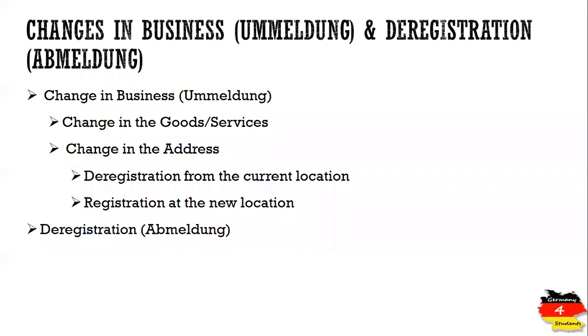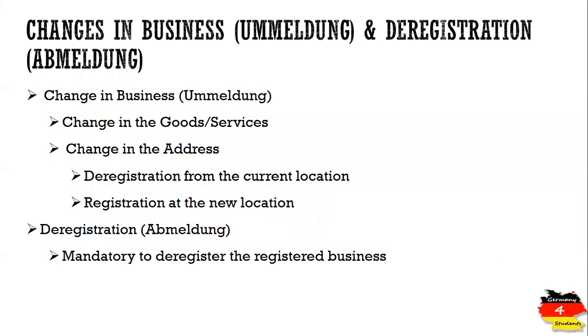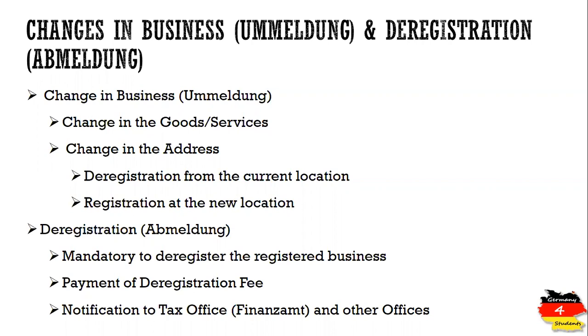Now let's check the deregistration process or the Abmeldung. It is mandatory if you are running a business and you stop your business activities for whatever reason. It's mandatory to deregister your business, and for the deregistration there is again one form, and you have to visit the same office where you registered your business, and you have to pay a deregistration fee for this deregistration of business or Abmeldung. In the same way as the tax office or Finanzamt was notified at the time of registration, at the time of deregistration Finanzamt and other authorities will also be notified that you have stopped doing this business and you are not running this business anymore.